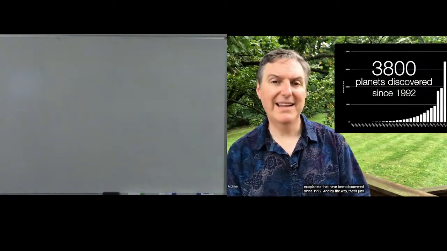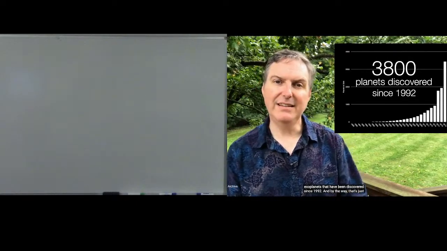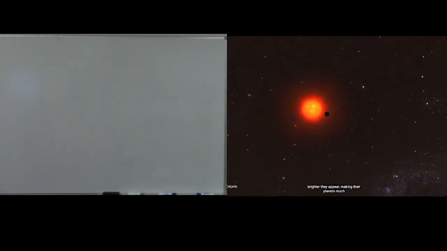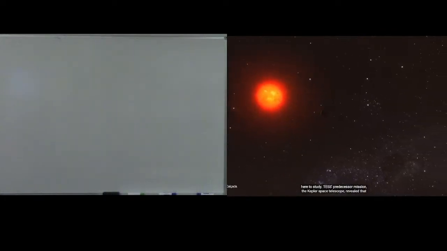But even if TESS ends up at the low end of this range, it will have more than doubled the number of exoplanets that have been discovered since 1992. And by the way, that's just for the nearby bright stars. The reason astronomers want to study exoplanets that are closer to Earth is because the closer the stars are, the brighter they appear, making their planets much easier to study.